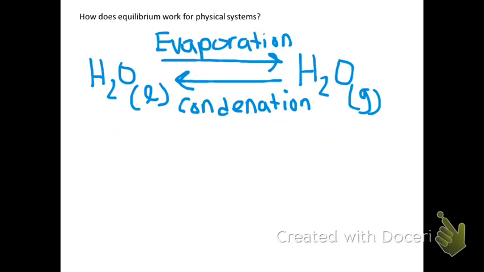All right, so it is going to appear to us that there's no change in the amount of liquid water versus the amount of gaseous water, because the concentrations will remain the same at equilibrium. We know that. But the process is still occurring, evaporation and condensation, because it's dynamic. And so we're going to see this still continue to go, okay? And so this is what a physical system would look like for an equilibrium state.